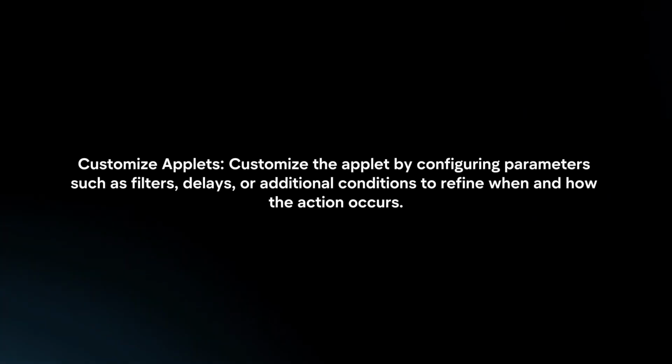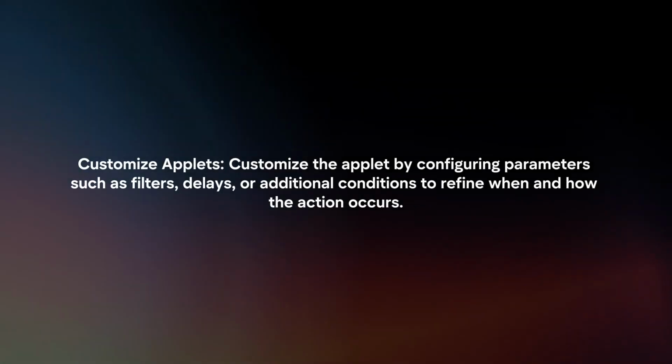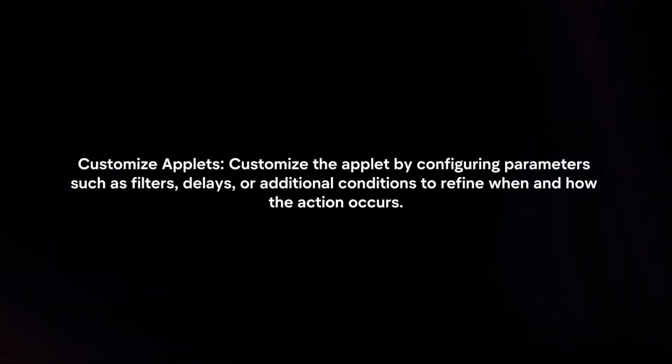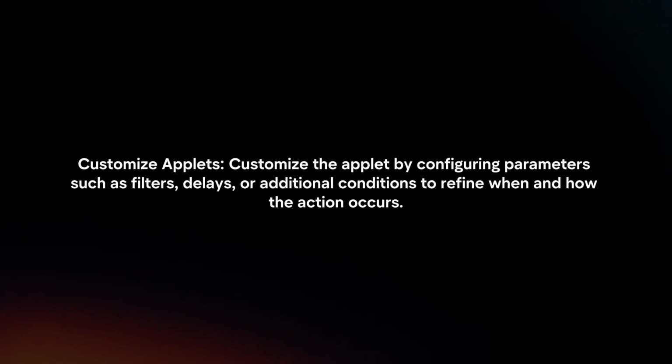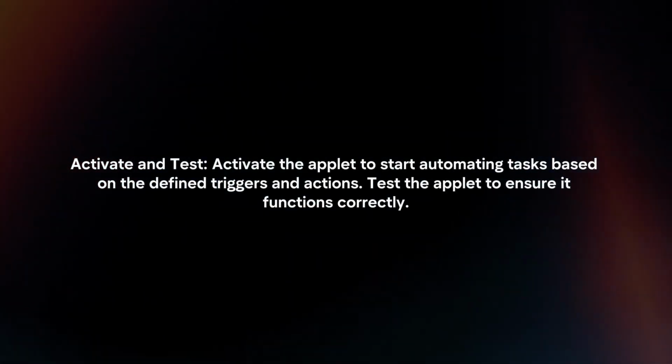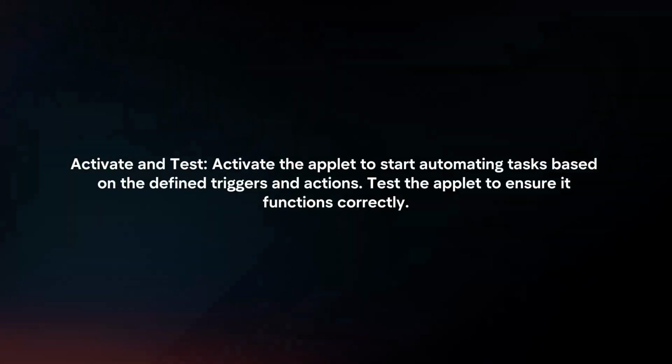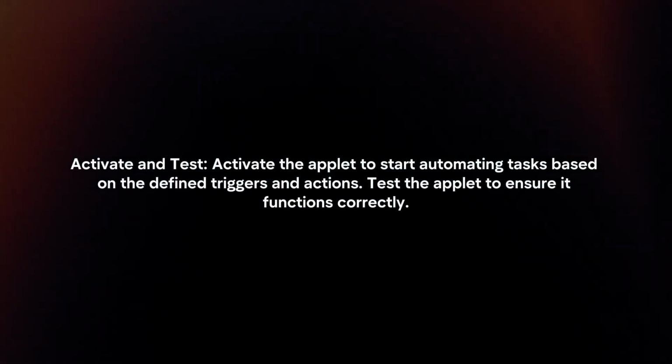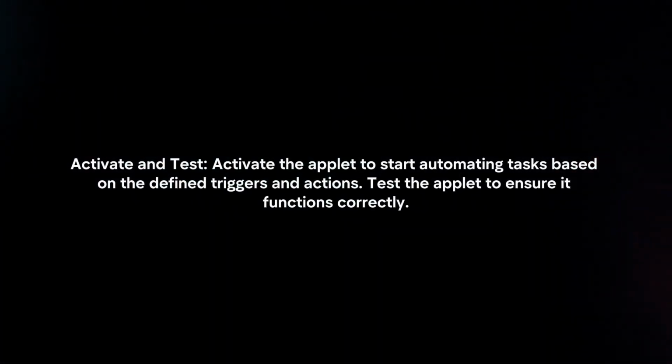Customize applets. Customize the applet by configuring parameters such as filters, delays, or additional conditions to refine when and how the action occurs. Activate and test. Activate the applet to start automating tasks based on the defined triggers and actions. Test the applet to ensure it functions correctly.